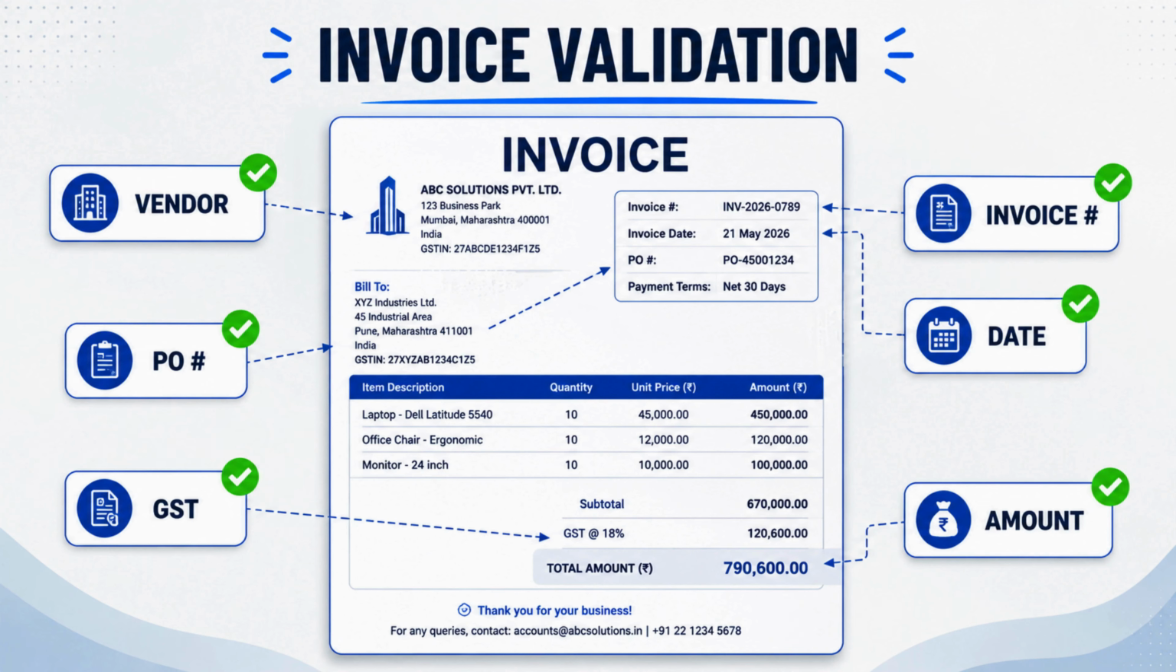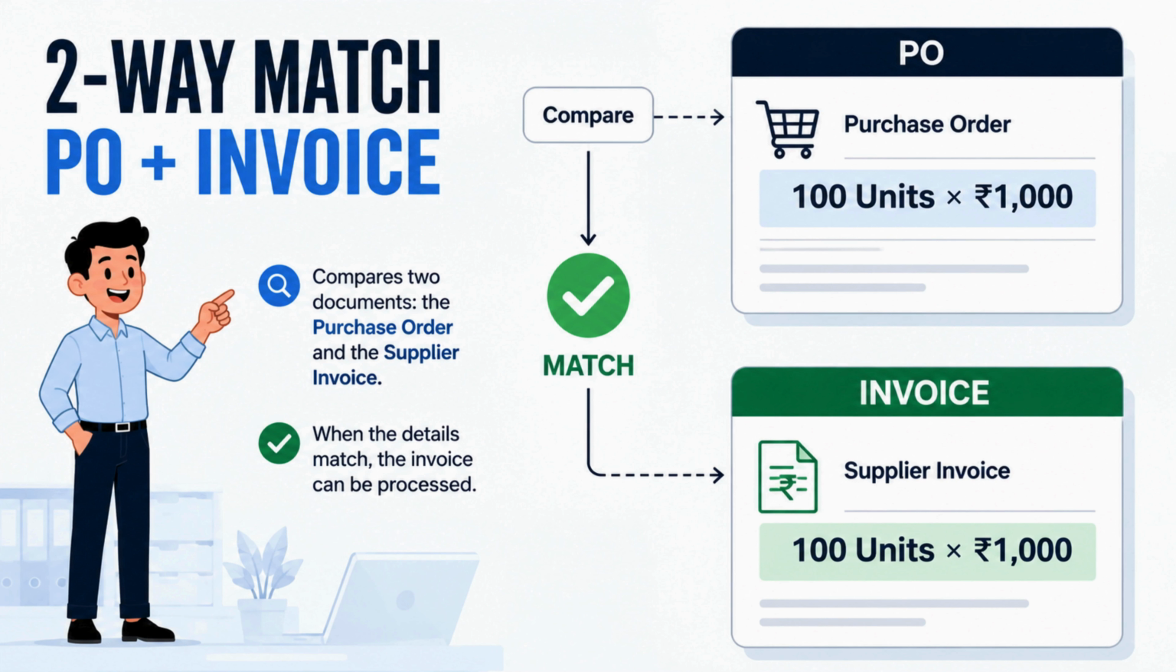Question 8. What is two-way matching? Two-way matching compares two documents, the purchase order and the supplier invoice. For example, the PO says 100 units at 1,000 rupees each. The invoice also says 100 units at 1,000 rupees each. The details match. That is a simple example of two-way matching.